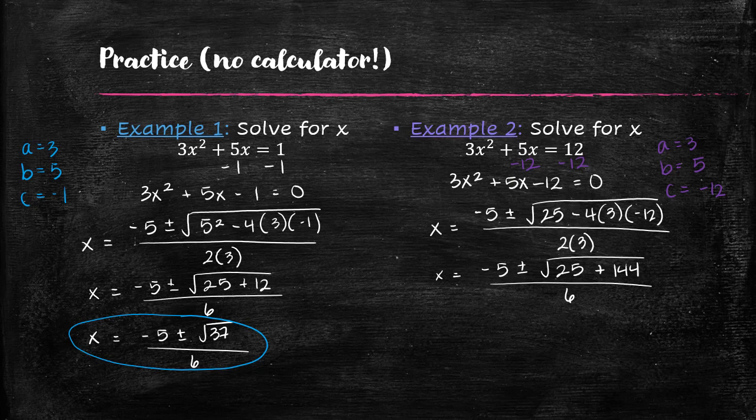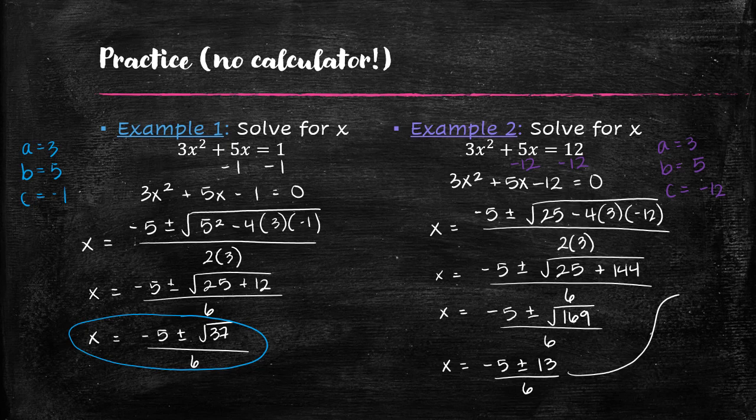Okay, now 25 plus 144, that's 169, which is a square number. So we are going to be able to simplify this down to 2 numbers. Okay, so the square root of 169 is 13. So we don't want to leave our answer here because we can actually add 13 and subtract 13 to get our two different numbers or two different answers.